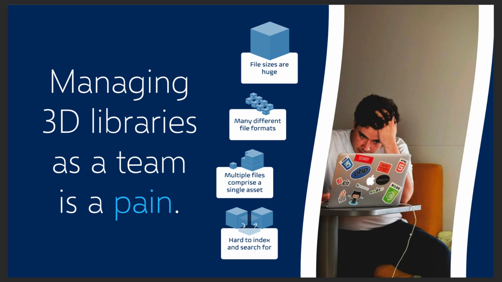Managing 3D libraries as a team can be a real challenge. Unlike 2D content, 3D assets often come with large file sizes, making them difficult to store and share. There's also no universal file format, which can lead to compatibility issues when different teams try to work with the same model. On top of that, many 3D assets are made up of multiple components, such as meshes, textures, skeletons, and materials, making them more complex to manage. And when it comes to finding the right asset, traditional search methods like text or audio indexing don't translate well to 3D, making discovery a challenge as well.